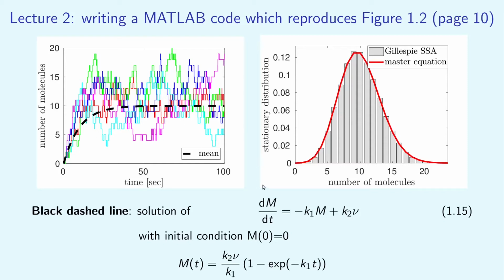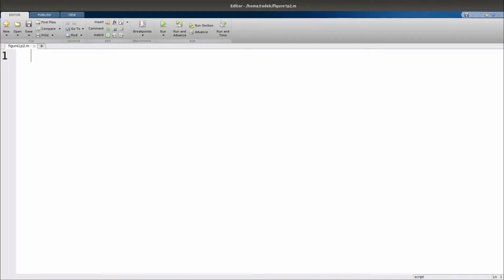It is the solution of the ordinary differential equation for mean MT, equation 1.15, with initial condition m at time 0 is 0. This equation can be solved analytically to obtain this formula. Therefore, we can plot the time evolution of mean MT using the following code in MATLAB. The first two lines specify the values of parameters k1 and k2 new. We use k1 is 0.1 and k2 new is 1.